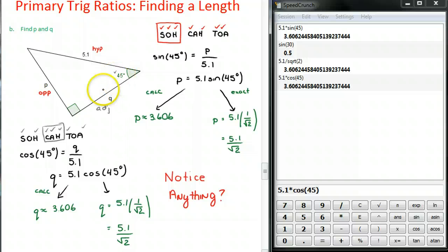If this angle is 45, this angle is 90, that means this angle here is 45. And remember, largest angle, largest side, and then the smallest angle will be across from the smallest side, and the middle angle will be across from the middle side. But in this case, if my other two angles are equal, these two sides must be equal. It's an isosceles triangle. So that means you only actually have to calculate either P or Q in this problem. So that's a little shortcut there.